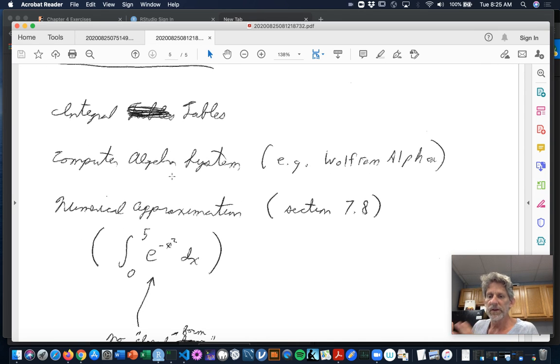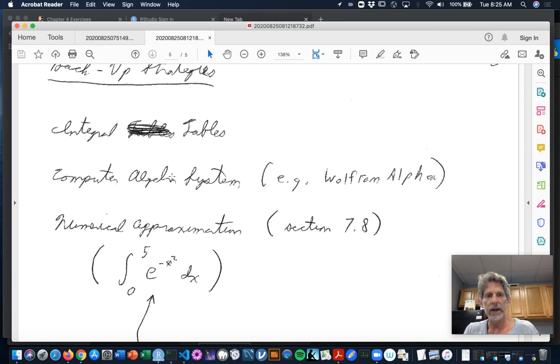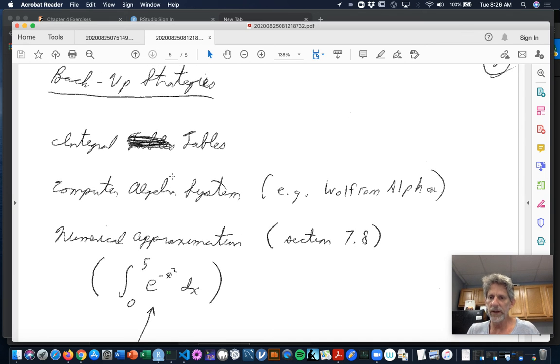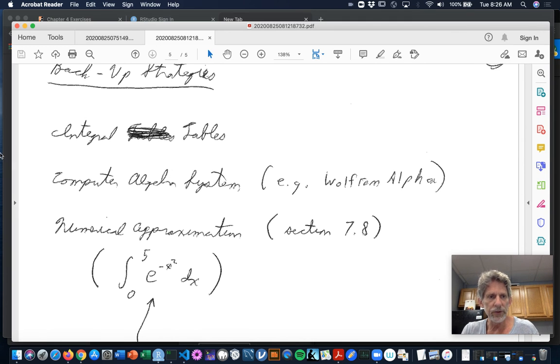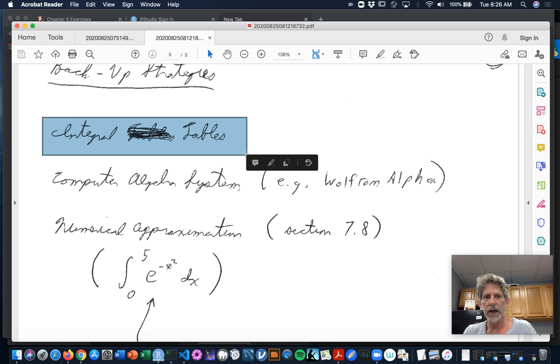The book lists 3 other strategies. I call them backup strategies. So if all of your attempts fail to find an antiderivative using these computational methods that we've been learning in chapter 7, then there's still options. You could try to do some algebra simplification to make your integral look like the form of one of the integrals in the integral tables at the back of the book, and you can apply those.